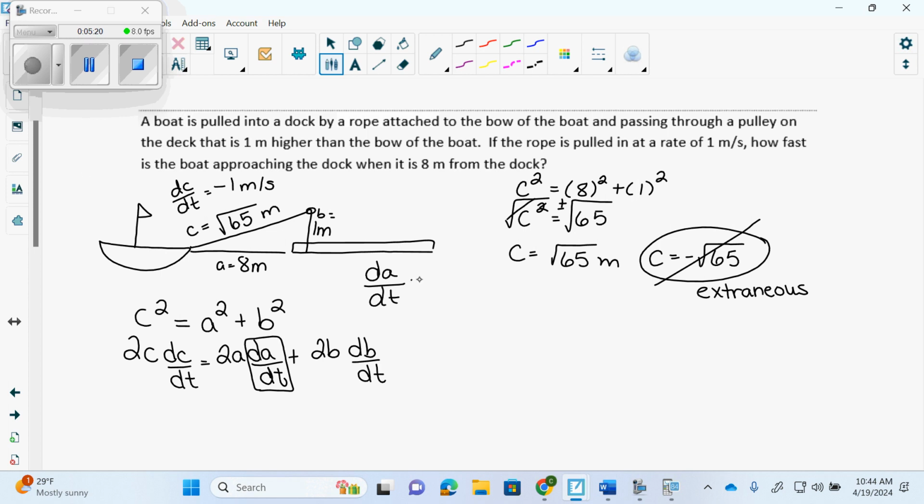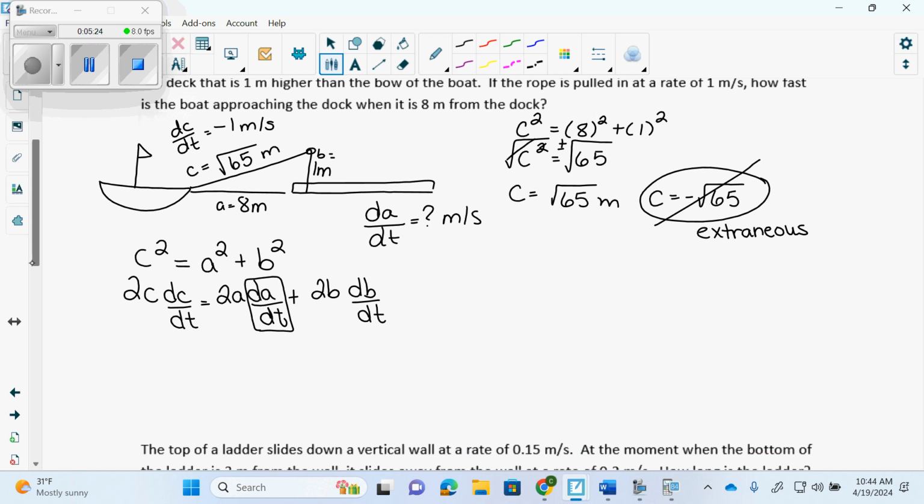So let's see if I can fill this in. So 2 root 65 meters. We always use our units. dC is -1 meters per second equals 2 times A, which is 8 meters. dA over dt is what I'm solving. Plus 2B is 1 meter. And then dB over dt I need. How do you know that?